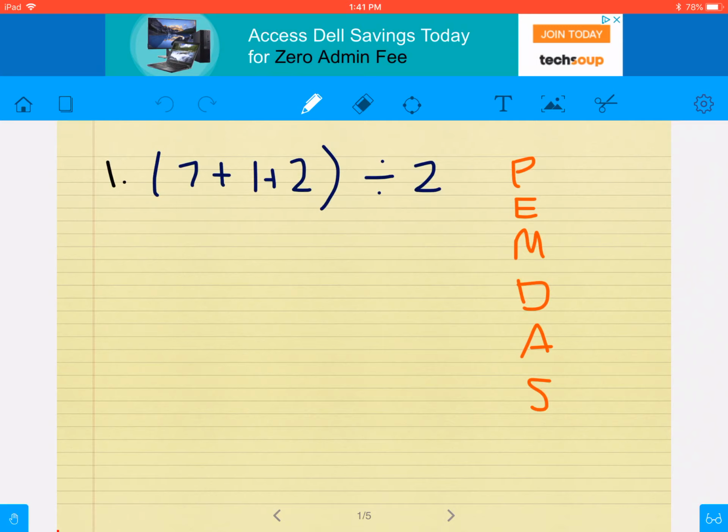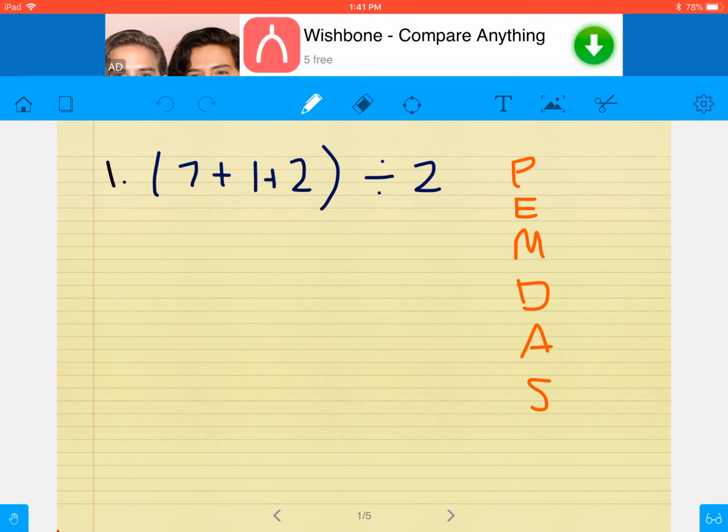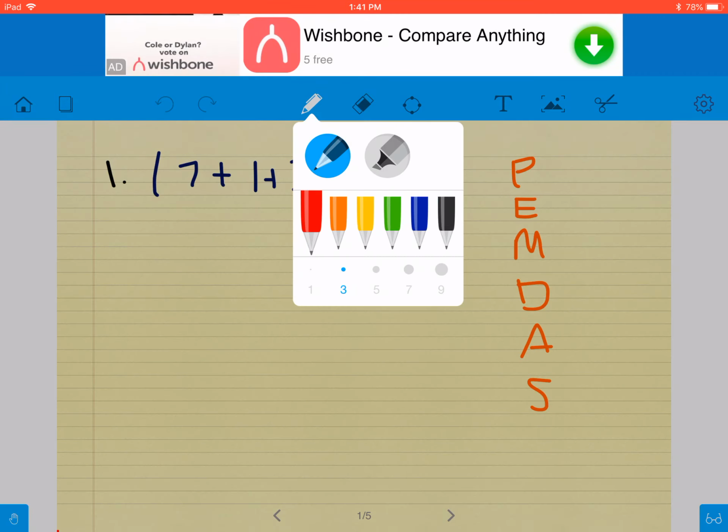Here we go. Our first problem, or our first 4 problems actually, ask you to evaluate each expression. And when we're saying evaluate each expression, we mean for you to find the answer. How we find the answer is order of operations, and that's why I wrote PEMDAS off to the side. Some people write it horizontally. I just decided to write it vertically. PEMDAS stands for parentheses, exponents, multiplication, division, addition, and subtraction. And that is the order in which you need to work things out.